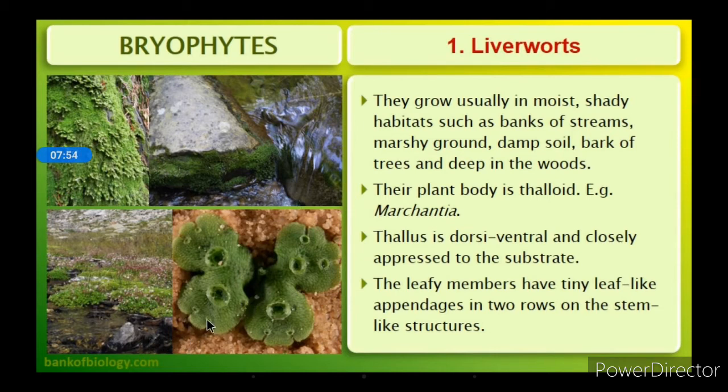And their bodies are thalloid in the case of Marchantia. That means the base or leaf-like structure, that is the thallus. And they are dorso-ventrally closely pressed to the substratum. Meaning what? They are not tall plants, and they will be more attached to the surfaces or the substratum. And leafy structures will be attached to the stem.